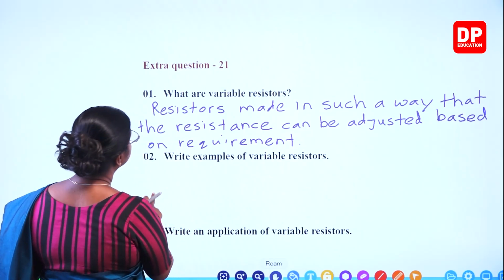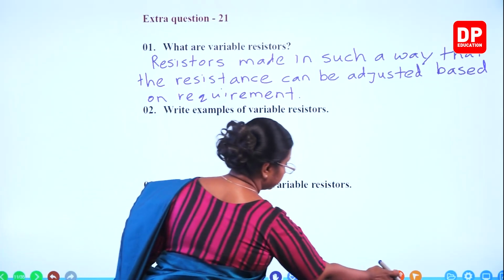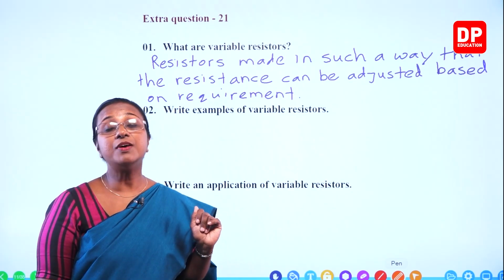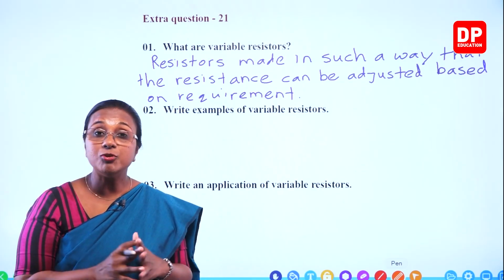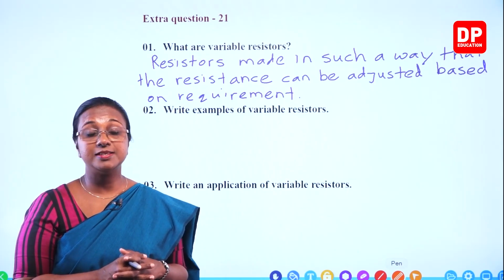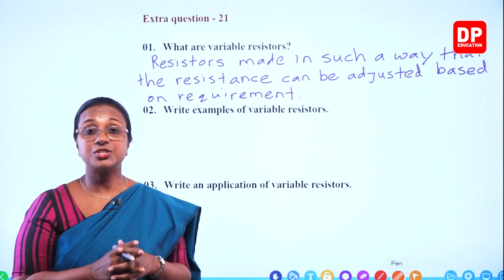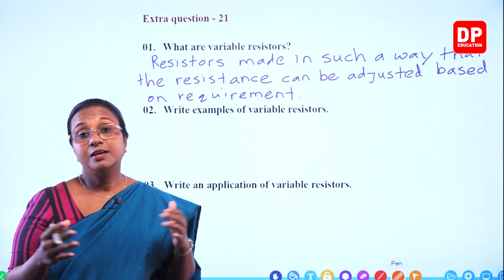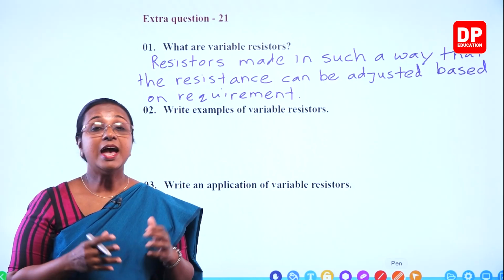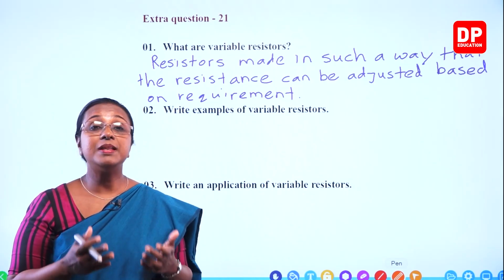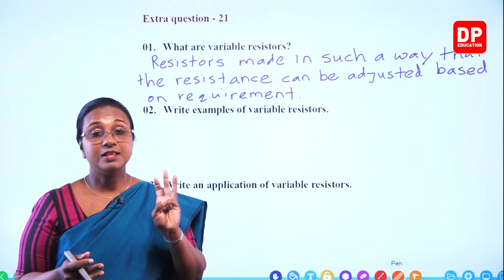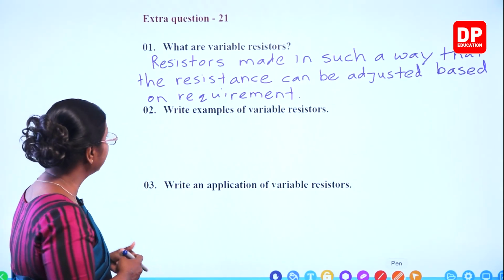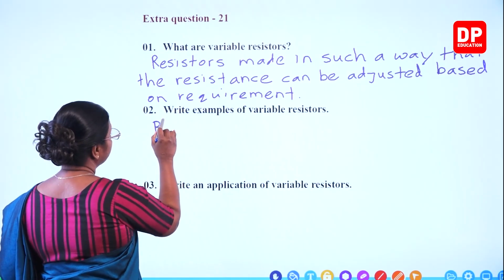Then, the second part of the question, write examples of variable resistors. We have looked at different types of variable resistors. We have used the rheostat in the laboratory. Then I showed you all the volume control resistor, and also there is the pre-adjustment resistor. The three different examples of variable resistors. So rheostat.